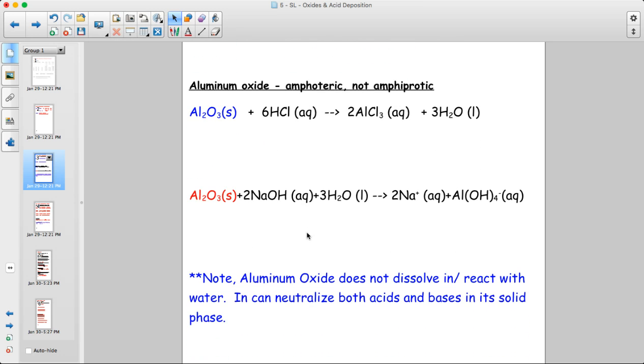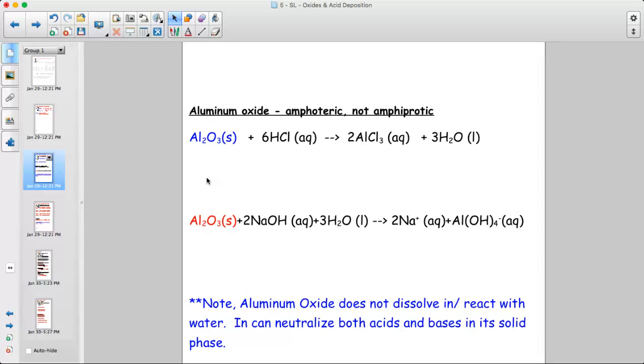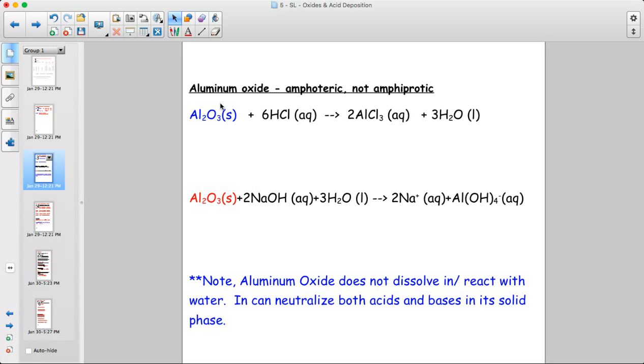Aluminum oxide is rather tricky. It doesn't look like you really need to be able to show these equations anymore for the SL syllabus. You used to have to. But the thing to remember is that aluminum oxide is amphoteric. It's not amphiprotic. It doesn't have any protons, so it can't donate protons. But it can still act as an acid, and it can still act as a base based on other definitions of what it means to be an acid or a base. So aluminum oxide can react with HCl and neutralize it, and aluminum oxide can react with NaOH and neutralize it.